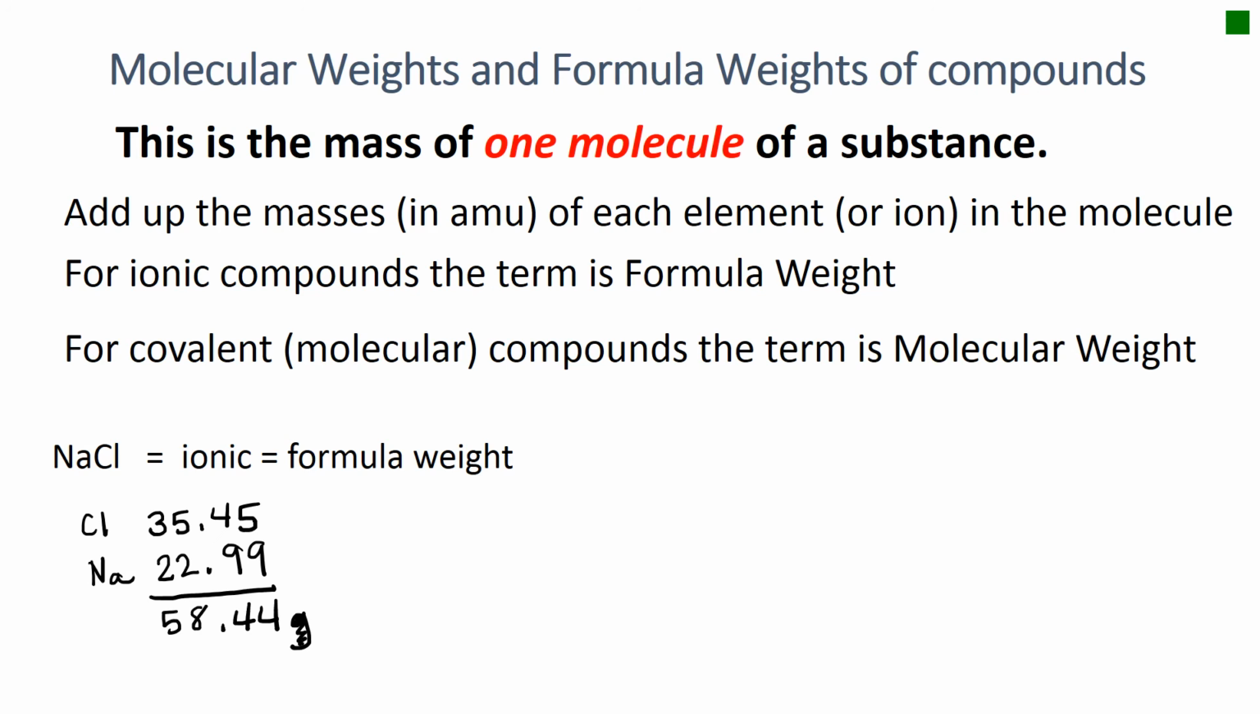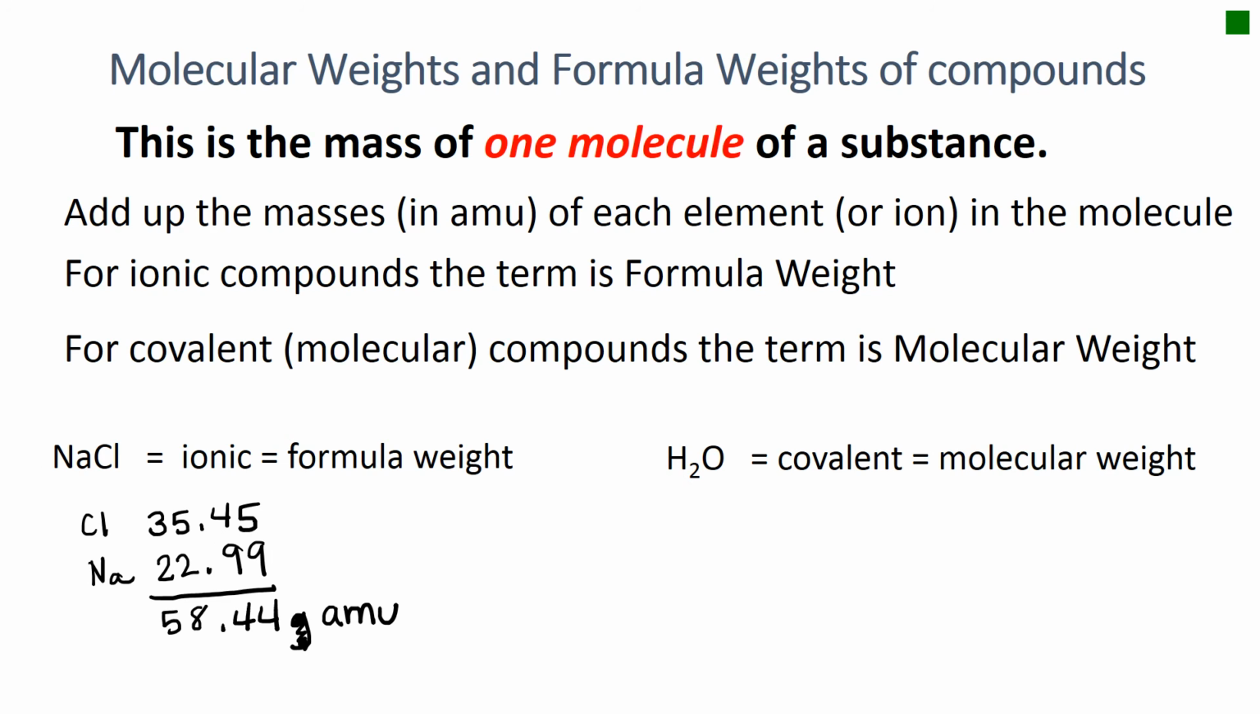No, they aren't. That was a good mistake. I'm glad you made that mistake. And look, you didn't get hit by lightning. It's okay to make mistakes. We make them all the time. But remember, we're looking at the mass of one molecule, and the mass of one molecule is going to be tiny, tiny, tiny. So we put the units of AMU. All right, now let's do the molecular weight of the covalent compound water.